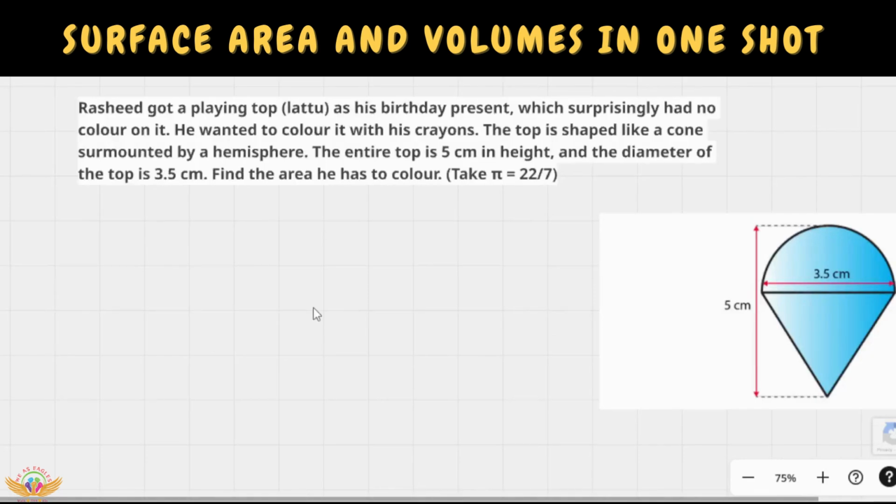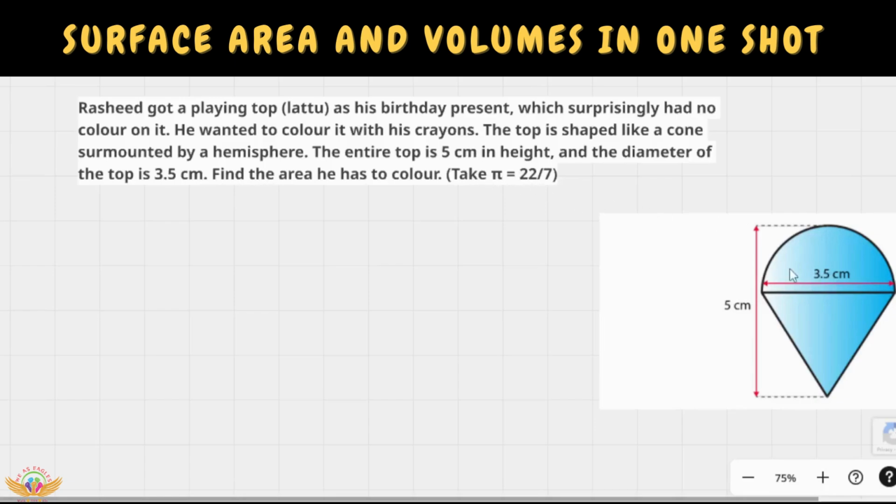Here you will be given the figure as well, and you have to analyze and visualize properly, and we need to solve these questions. It was said that Rashid got a playing top, Lattu, as his birthday present. Okay, a playing top. It will be like this, which surprisingly had no color on it. He wanted to color it with crayons. The top is shaped like a cone surmounted by a hemisphere. The top part is like a hemisphere.